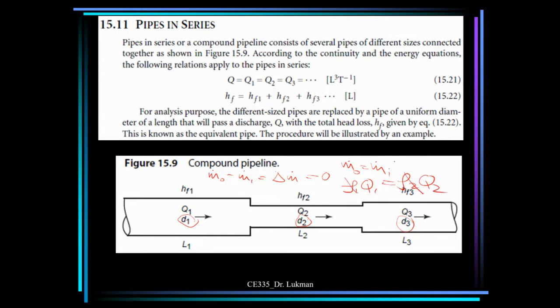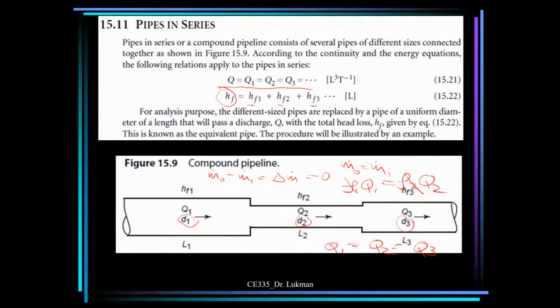So density remains the same. That means Q1 equals Q2, so it is constant, equals Q3 as well. So that means the flow rate is constant throughout. If the flow rate is constant, what happens to the frictional head loss? The frictional head loss is the sum of the head loss in the system. So the total head loss in the combined system is the sum of the individual head losses in the individual pipes, because they have different lengths, different diameters, and what have you.